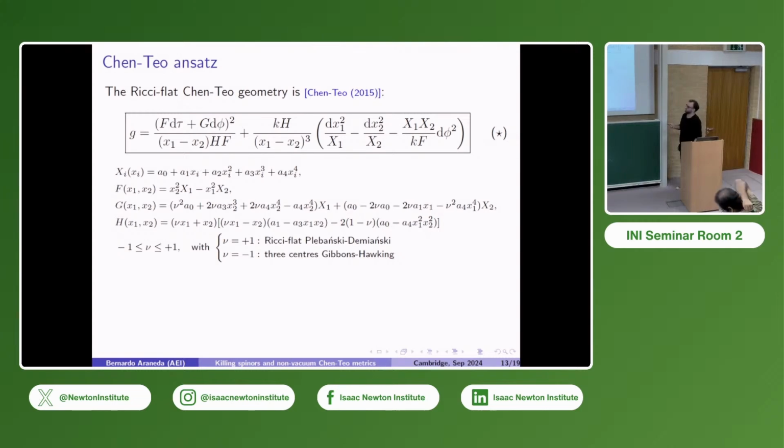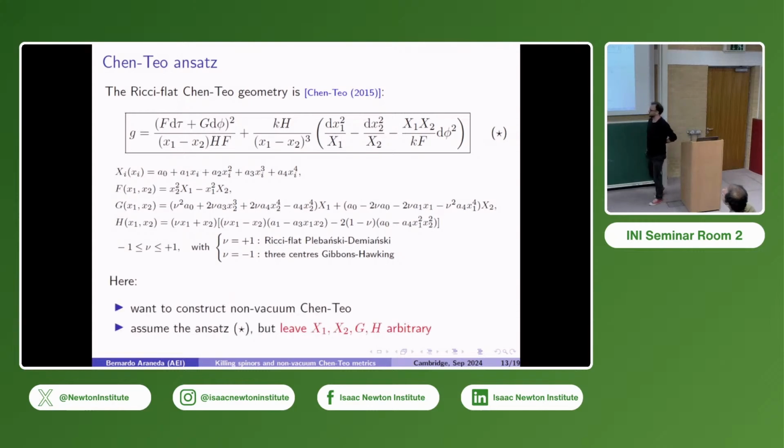This nu that appears all over the place. This nu is what I mentioned in the beginning, that the Chen-Teo interpolates between 2 extremes, Ricci-flat Plebanski-Demianski and 3 centers Stevens-Cohen. So those 2 extremes, nu equals 1 and -1, Chen and Teo show that this complicated thing reduces to those cases. But for any value of nu, this is a solution to the Ricci-flat equation. So what I want to do here is to construct a non-vacuum extension of this geometry, a solution to other field equations.